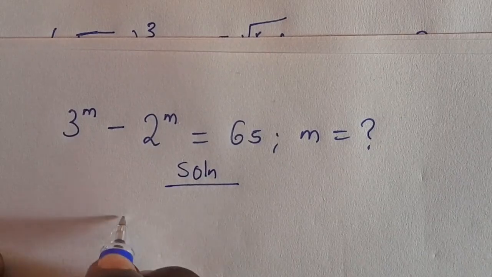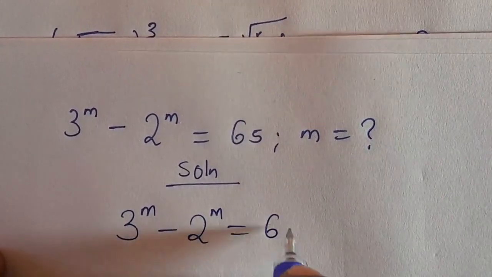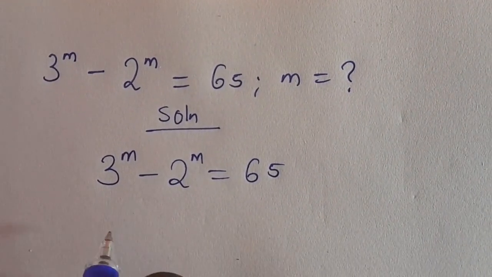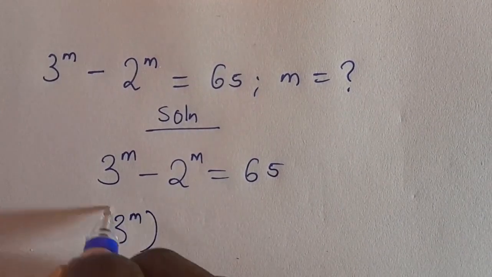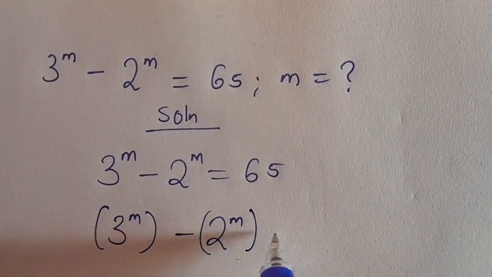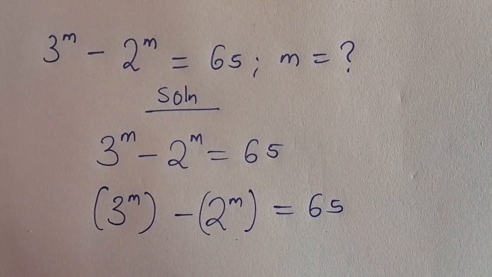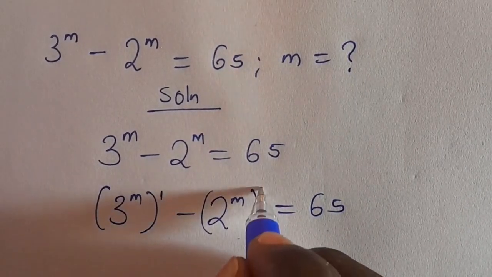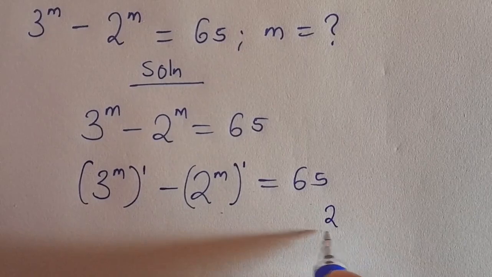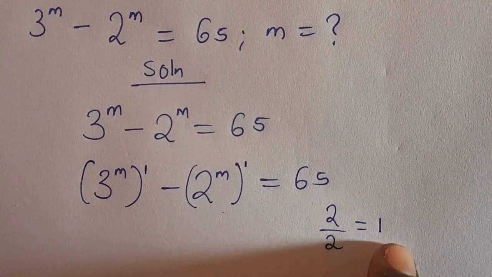From here, we have 3 to the power of m minus 2 to the power of m equals 65. Now, mind you that we can write this as (3 to the power of m) minus (2 to the power of m) equals 65. We can have this to be 1, and we can also have this to be 1, because 2 divided by 2 equals 1.